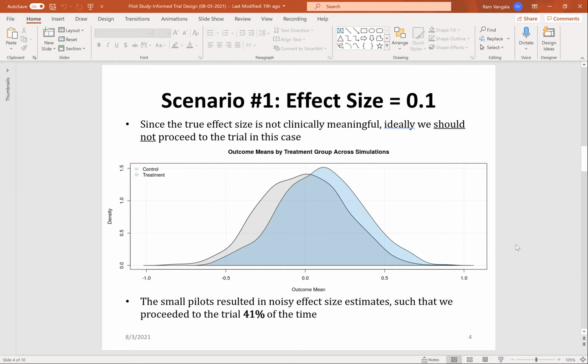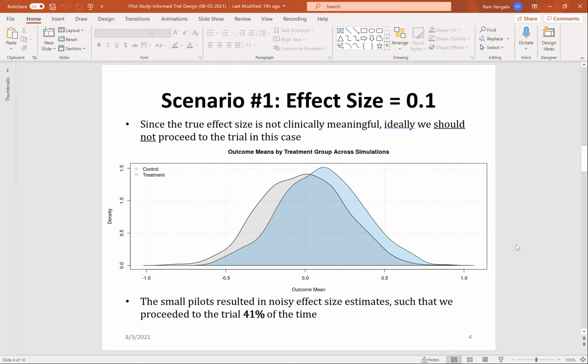So the question is, given the methodology I just described, which is again fairly standard, how often would we accidentally run the trial when we really shouldn't be? It turns out the answer is 41% of the time, which is a lot. If you think about flipping a coin to decide whether to run the trial, you're going to run it 50% of the time. So we're really only doing slightly better than a coin flip here.